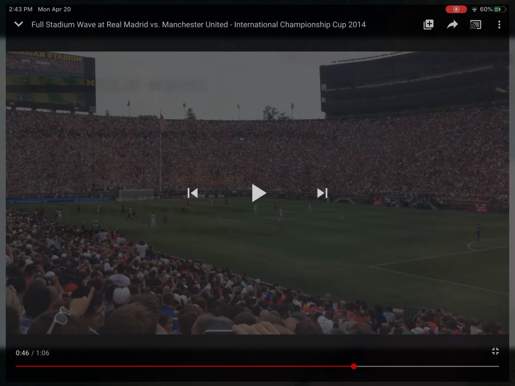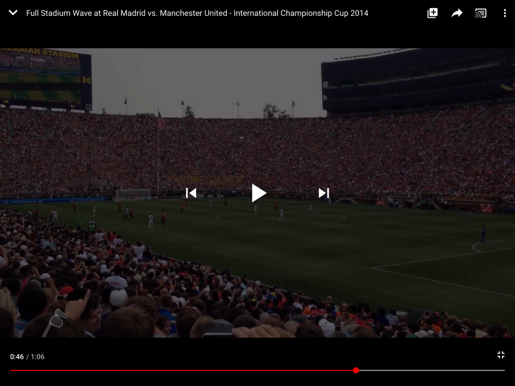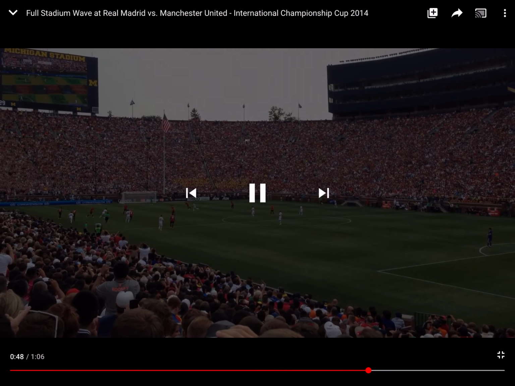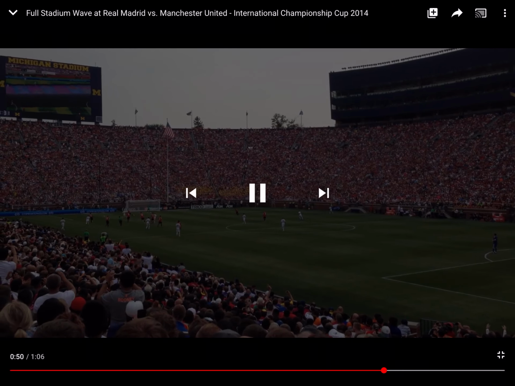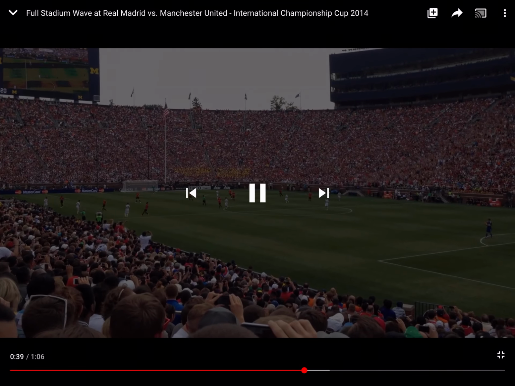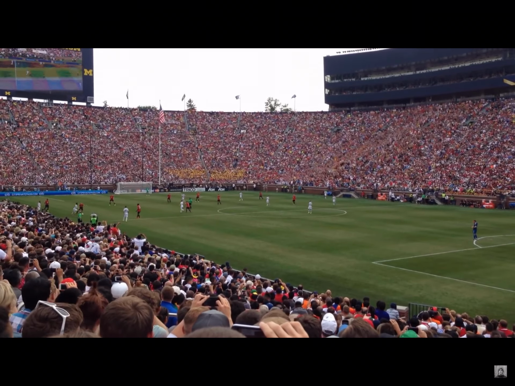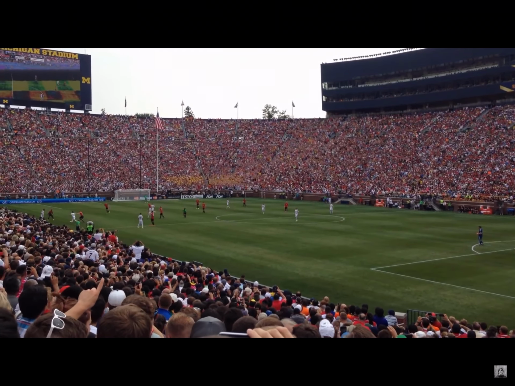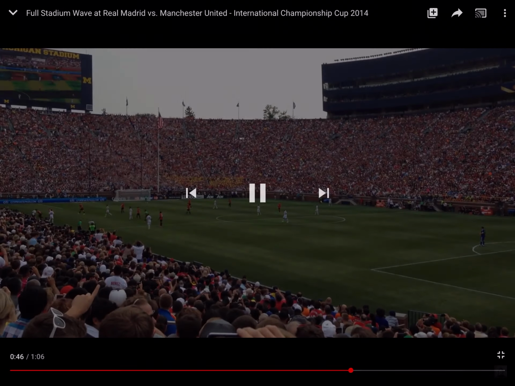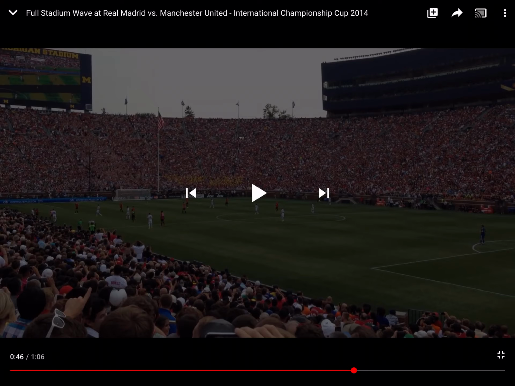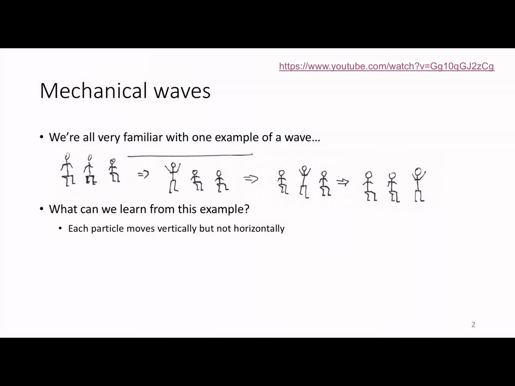And here it's pretty obvious from the YouTube video. I'm just going to watch the same YouTube video. Which direction is that wave moving? Vertical or horizontal? Clearly, it's moving from left to right across the screen. It's moving horizontally. So the particles move up and down vertically. The wave itself moves horizontally, not vertically.